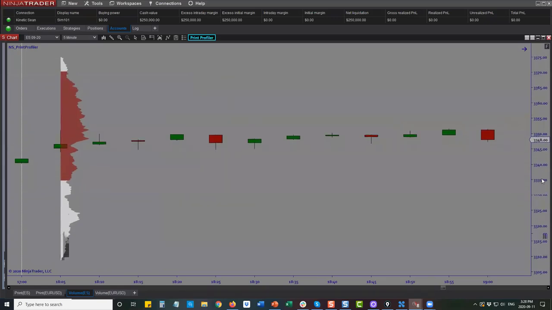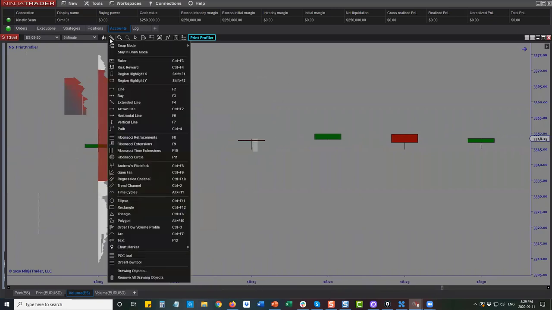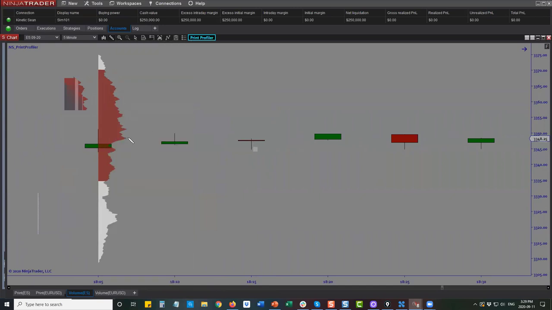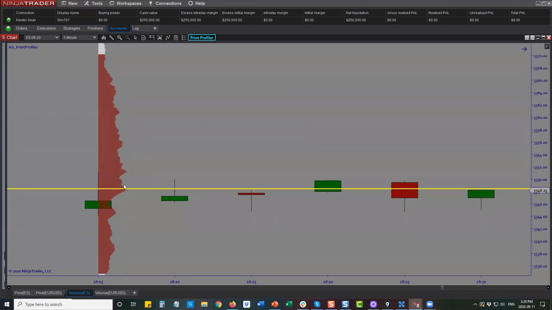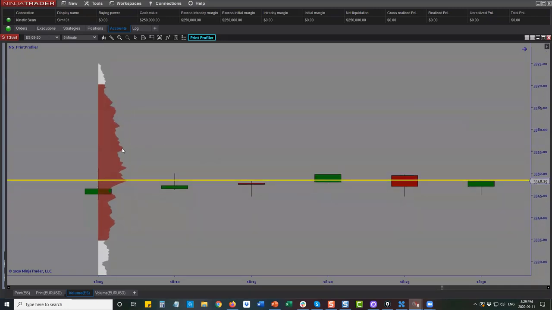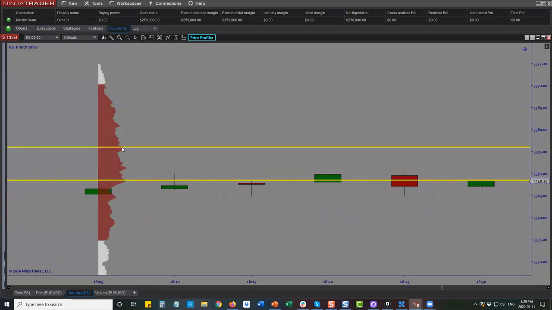If I was to take a look at, say, the three biggest nodes on this profile, I'm just going to zoom it out like this. I'm going to draw a little horizontal line in here. We can already see that one is the point of control. And if we were to take the next biggest node above that, this one up here would be pretty big. This one over here is pretty solid. It's a pretty big node. It's the second biggest node inside of the value area.